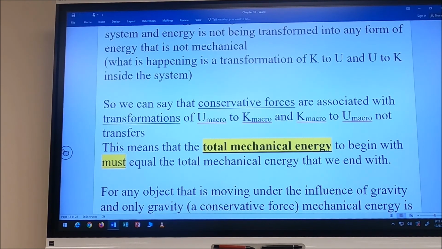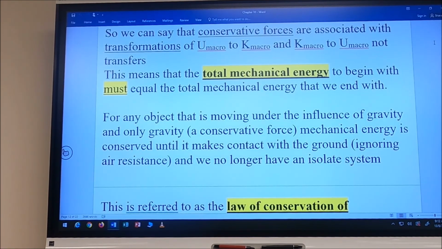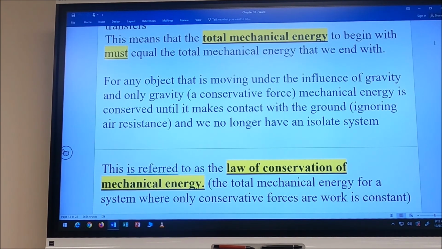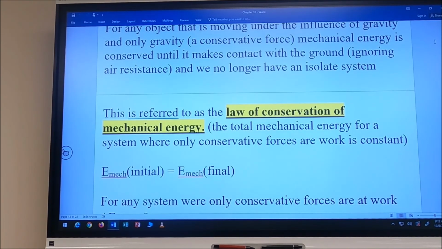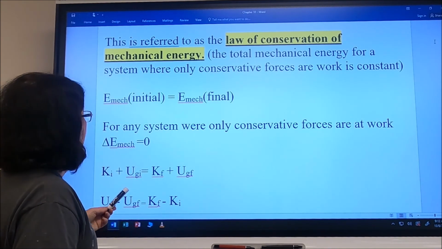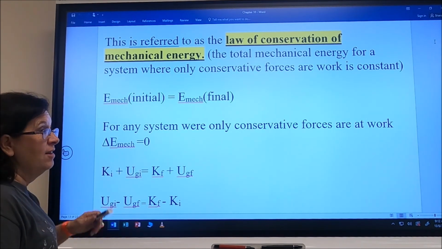Okay? So the total mechanical energy must be equal before and after if we have only conservative forces. This refers back to the law of conservation of energy, and we've now gone a step further and we've got the law of conservation of mechanical energy, which says that the total mechanical energy for a system where only conservative forces are at play is constant. So E mechanical initially has to equal E mechanical finally. So for systems where we have only conservative forces, the change in mechanical energy is 0.